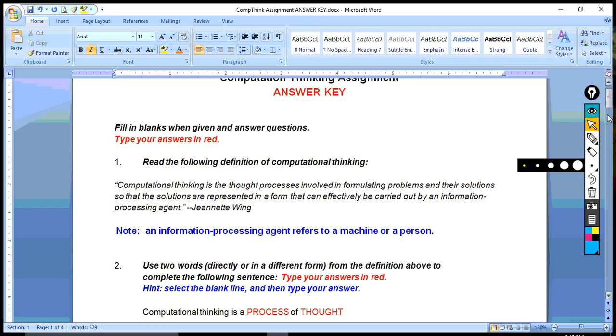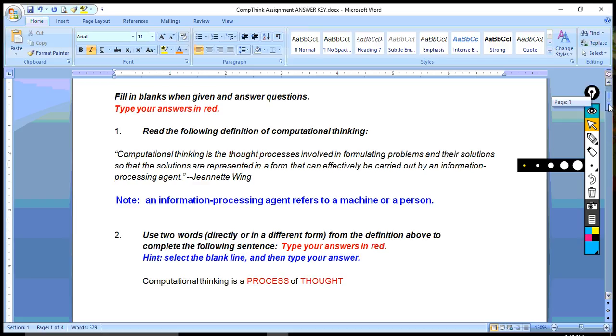So if we go to number 2, because in discussing computational thinking, we're going to actually use computational thinking skills right now in this assignment. So it says use 2 words from this definition that you could use to explain, or actually kind of represent, this more complicated version.